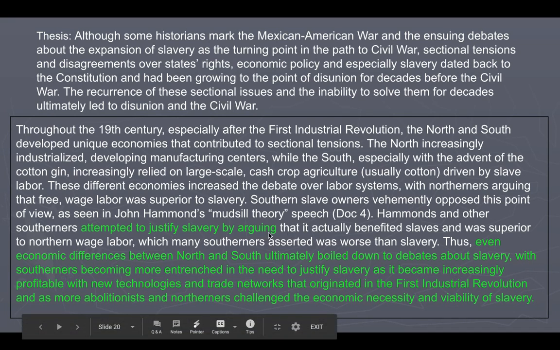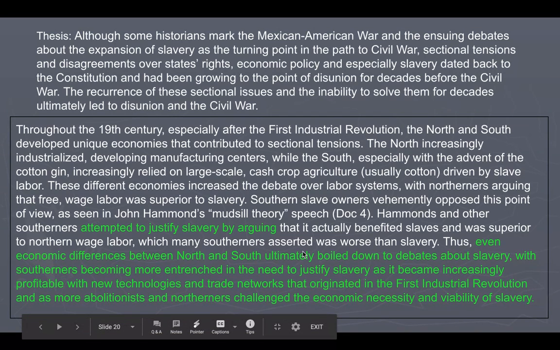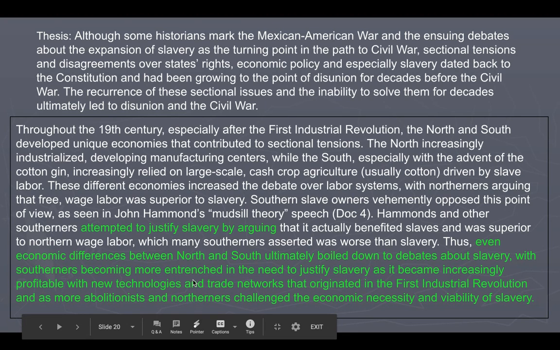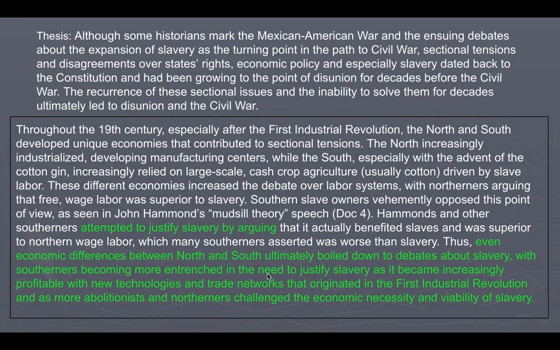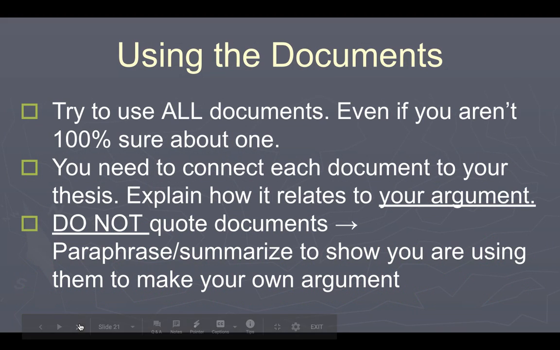So here, this first sentence of it, I'm talking about what the document is saying. And then down at the bottom, I am getting into how its existence within the historical context of the First Industrial Revolution and the challenges of the Northerners ultimately led to the need for this kind of a debate that was getting even more serious as we got closer to the Civil War. So again, just a quick recap. You want to try and use all of the documents if you can.